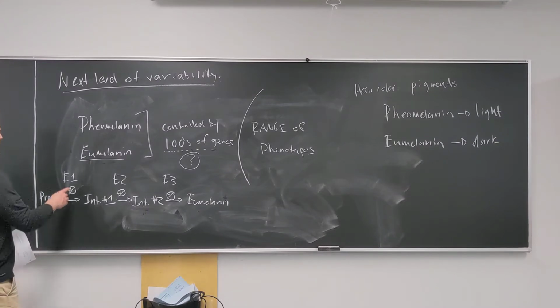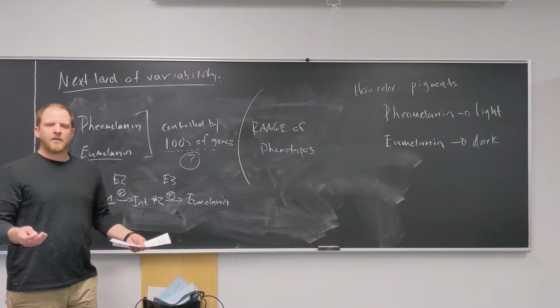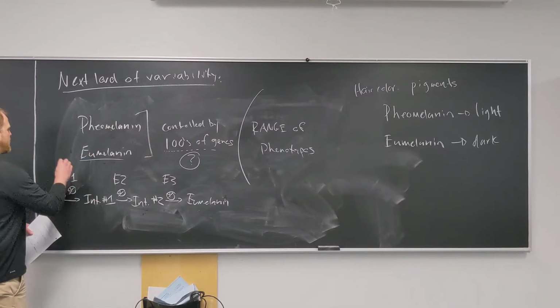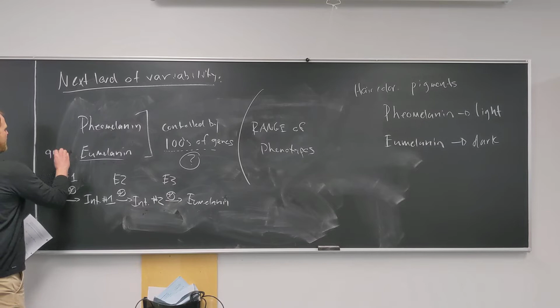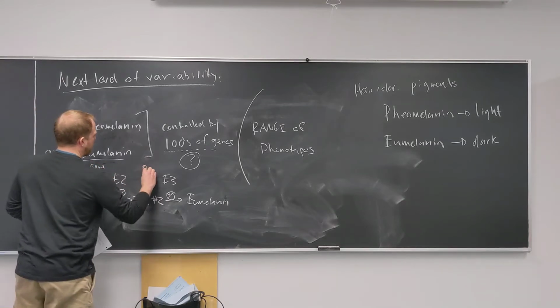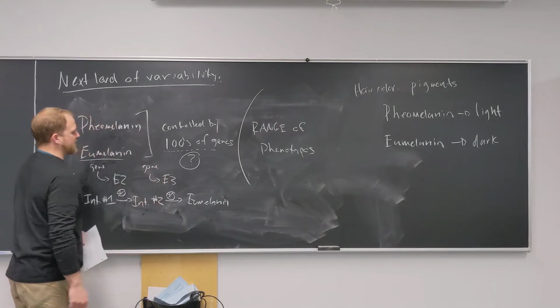So remember, each of these enzymes is a protein. And if we go back to the central dogma, all these enzymes are encoded by genes. So there's a gene that codes for enzyme 1, there's a gene that codes for enzyme 2, and a gene that codes for enzyme 3.